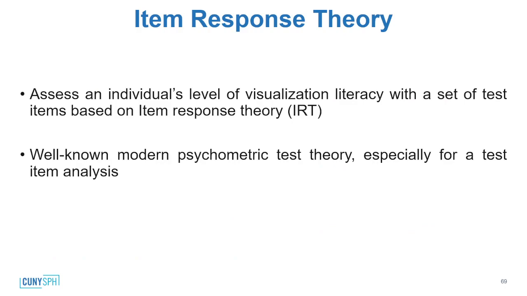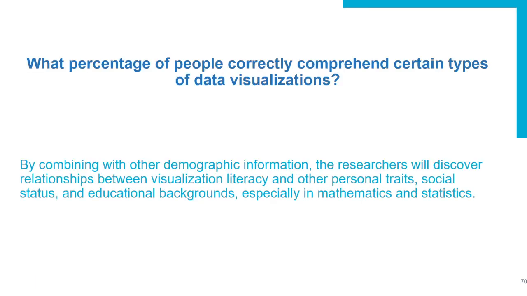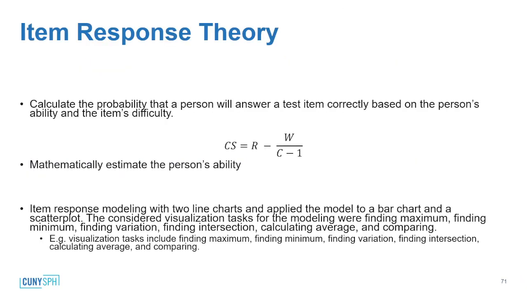And then they incorporate something that is item response theory, and this helps people to assess the level of literacy with a set of tests. They already have different tests, 53 items to be conducted with those graphs. This is derived from psychometric test theory, and helps us to understand item analysis. The question they wanted to understand is what percentage of people correctly comprehend certain types of data visualization.